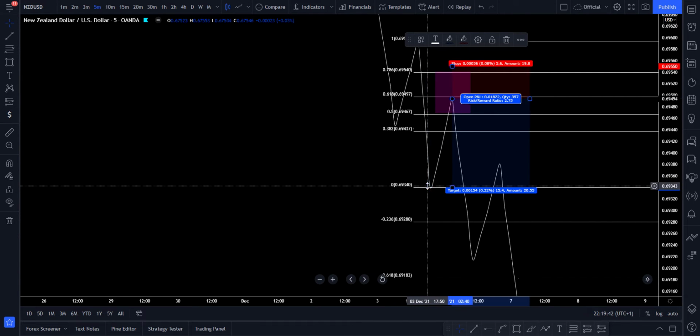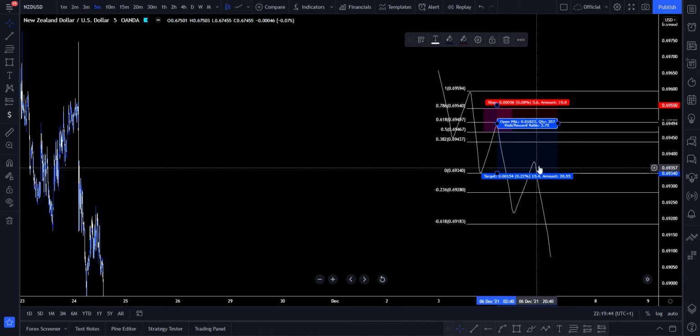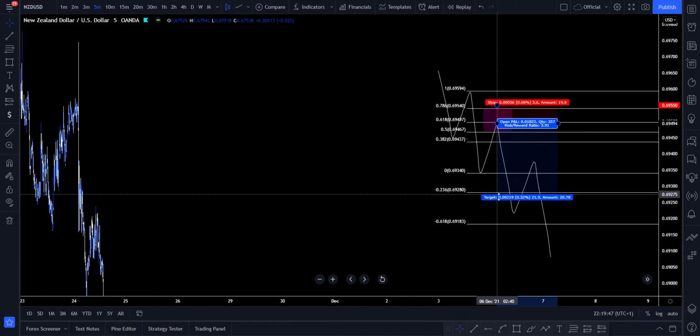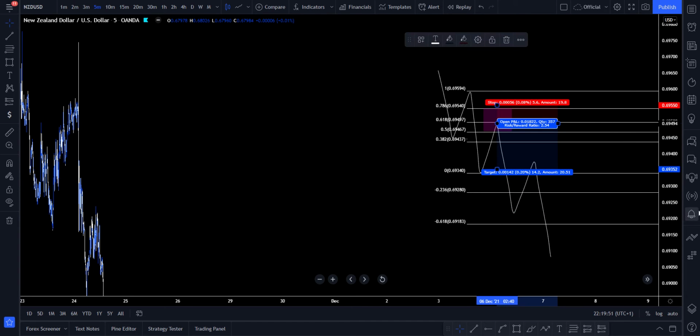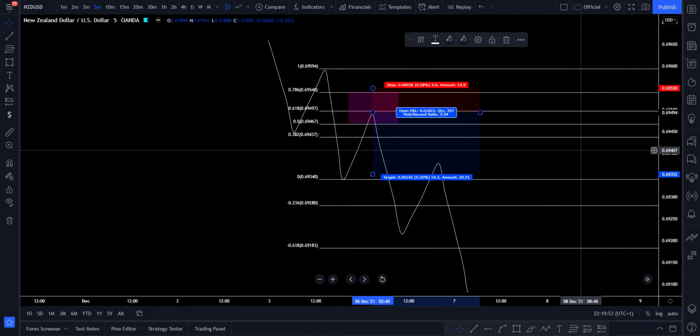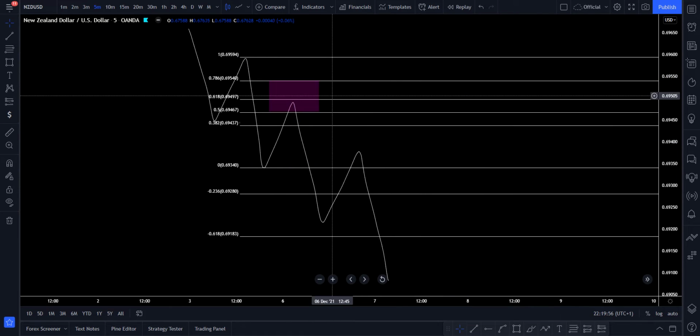But you can always just try to aim, you just look at the left, you want to aim for some types of demand areas, okay? And you can just target some lows, but it is always up to you. But you need to have your risk to reward, your RR. This is for the downtrend, okay?